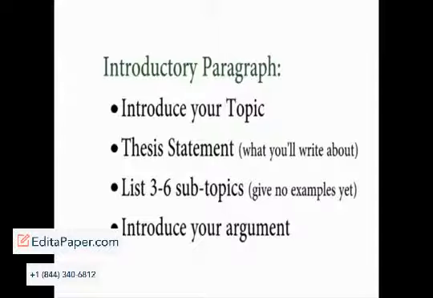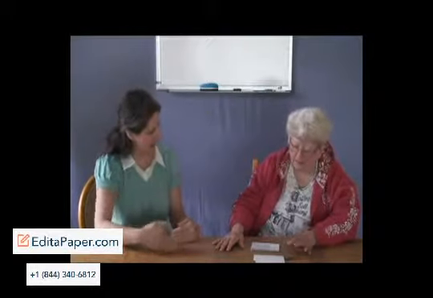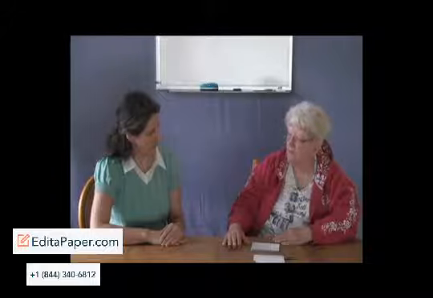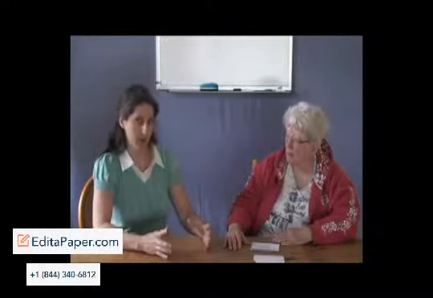Then, if it's a topic that requires, say, anywhere from 3 to 6 distinctions, you introduce those distinctions within that paragraph, or those topics within that paragraph. Examples? No, not at this stage. So paragraph 1 is for the topic, the thesis, and the introduction of the topics, and then if there's an argument required, it's at this point that you introduce that argument.